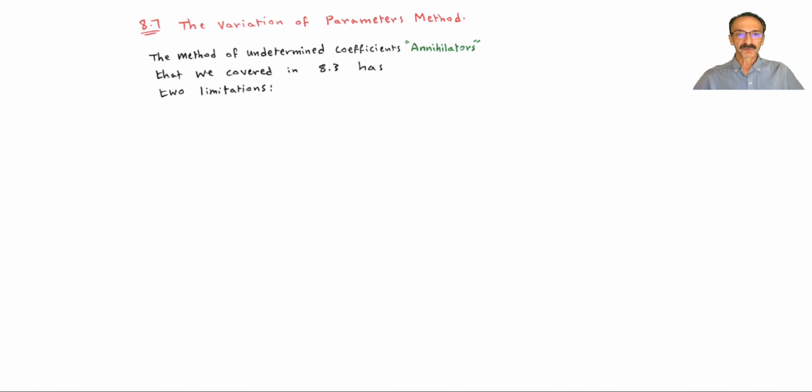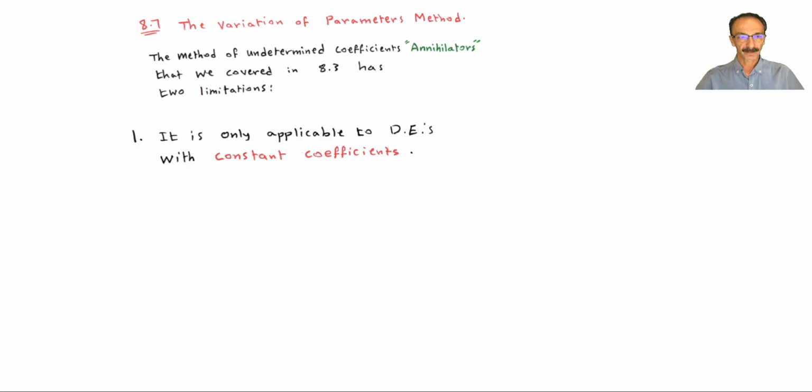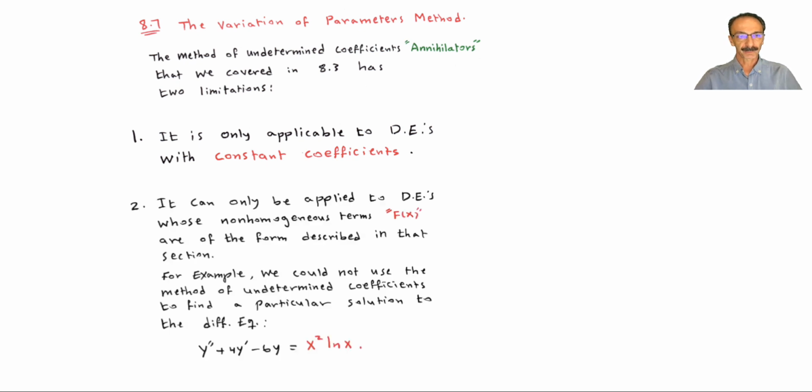The method of undetermined coefficients, the annihilators from last section that we covered in 8.3, has two limitations. It is only applicable to differential equations with constant coefficients. It can only be applied to differential equations whose non-homogeneous terms, capital F of x on the right side, are of the form described in that section.